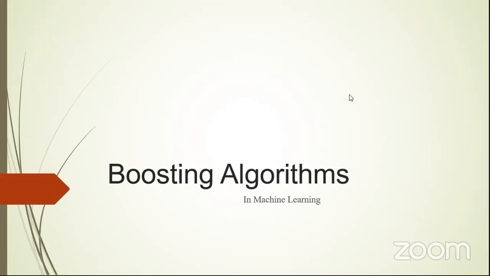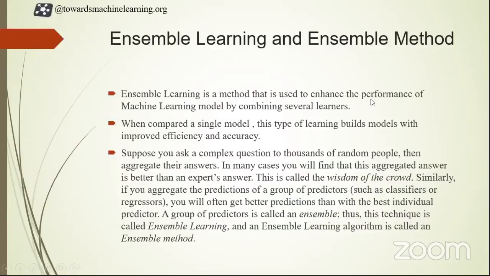As boosting is a part of ensemble learning only, we will start with ensemble learning. So what is ensemble learning? Basically, ensemble learning is a type of learning which combines multiple weak learners to form one strong learner. Let me explain this with an example. Suppose you ask a complex question to thousands of random people and then aggregate the answers. In many cases you will find that this aggregated answer is better than any expert's answer.